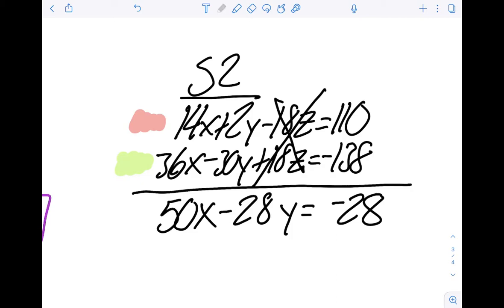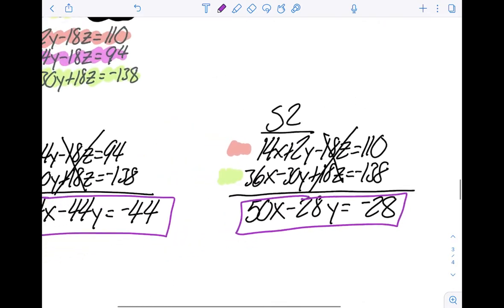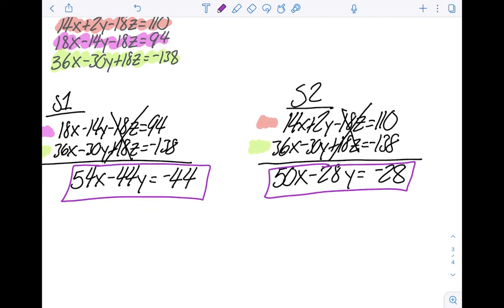So this is also my purple. Look at that. Okay.